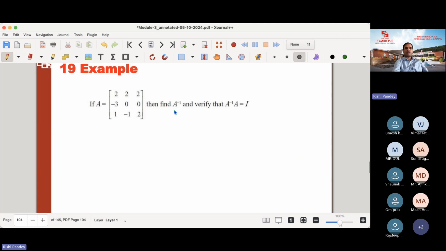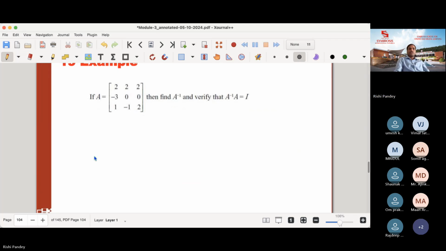Same question again, A inverse of this third order. So the third order requires what? Determinant of A. 2, 3, 1. 2, 0, minus 1. 2, 0, 2. In this case, we can expand from anywhere, but expanding from row 2 is very easy, because row 2 has two zeros. So we can expand from R2.